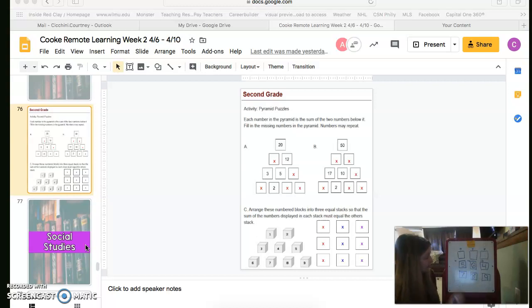So let's see. I only have numbers 1, 2, and 3 left. If I put a 3 here, I would get 15. If I put a 1 here, I would have 14, 15. And I have 13. If I put a 2 here, I would get 15. Look at that! I figured it out on my first try. Wasn't even trying to. So, see, I'm going to erase it. If you can do that on your paper or on your Google slide.